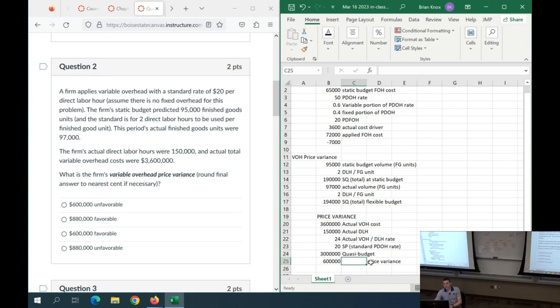Is that a favorable or unfavorable variance? Unfavorable. I like that. Good chorus there. Got a lot of people answering that. Good. We're on the right track. It's unfavorable. Yeah. Prices went up.